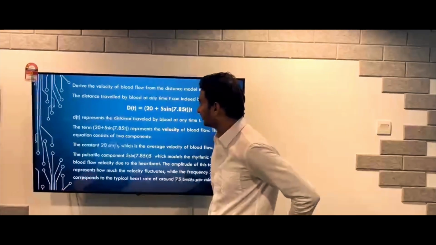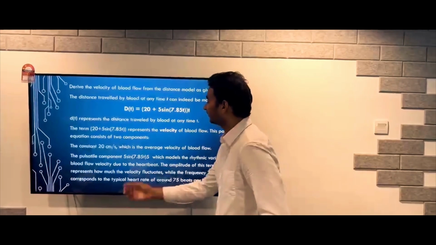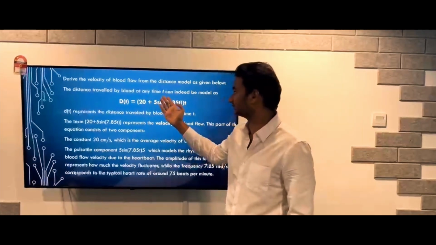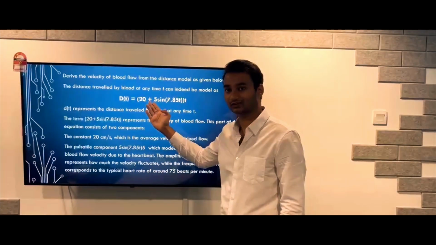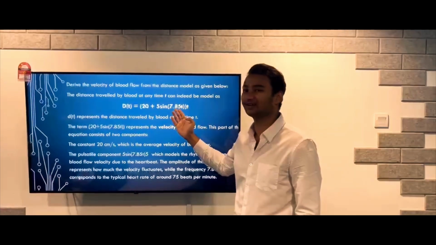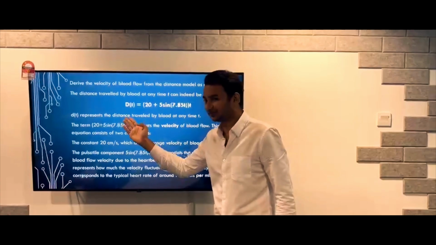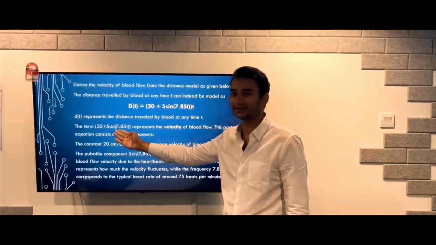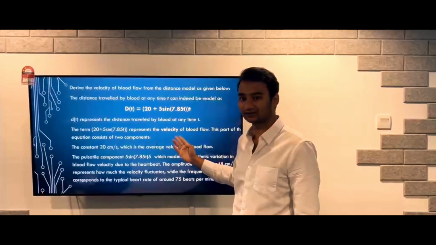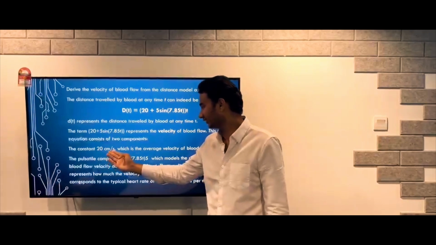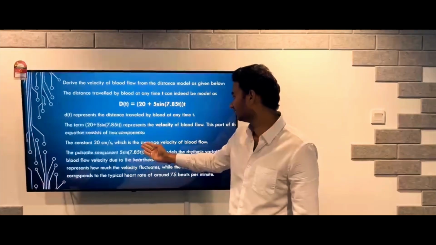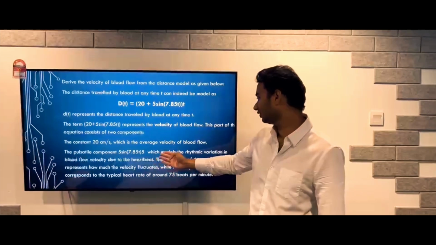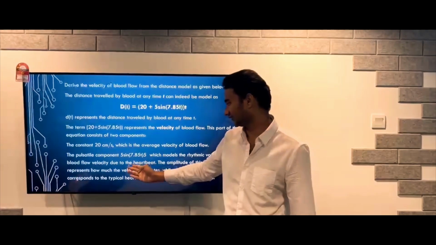Today we'll be discussing a model of blood flow. The derived velocity of blood flow from the distance model is given below. The distance traveled by blood at time t can be modeled as d(t) equals (20 plus 5 sin 7.85t) times t. d(t) represents the distance traveled by blood at time t. The term 20 plus 5 sin 7.85t represents the velocity of blood flow, where the constant 20 centimeters per second represents the average velocity of the blood flow, and the component 5 sin 7.85t models the rhythmic variation in blood flow velocity due to the heartbeat.